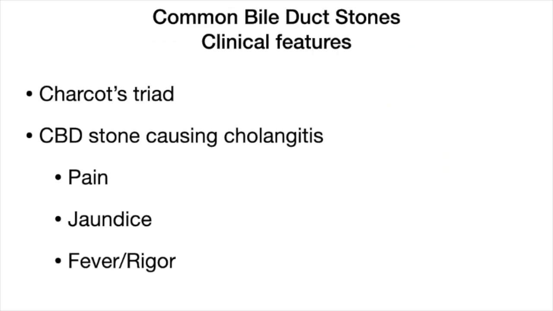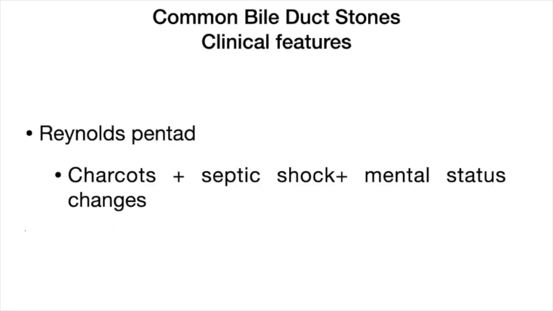These are the clinical features of CBD stones. One is called Charcot's triad, that is a CBD stone causing cholangitis, which may cause pain, jaundice, fever, and these three things are called Charcot's triad. And sometimes a patient presents with Reynolds' pentad. Other than the Charcot's triad, the patient may have septic shock and mental status changes.